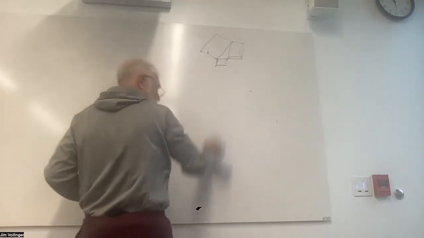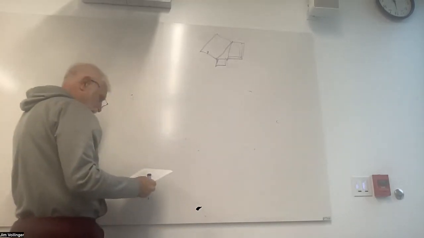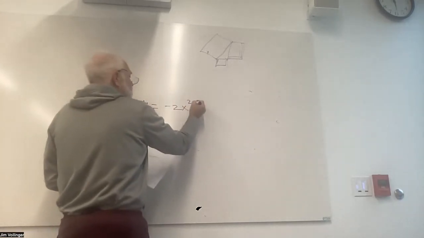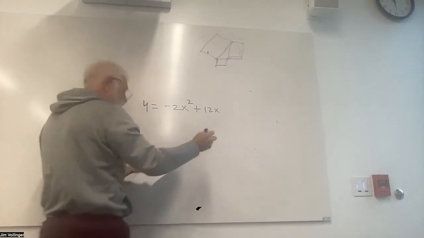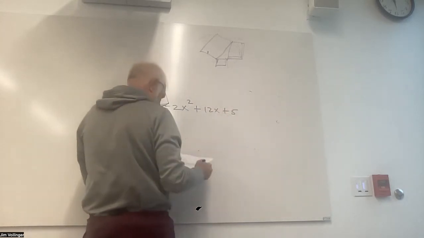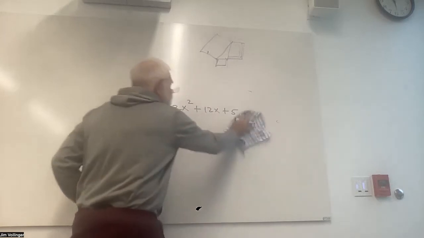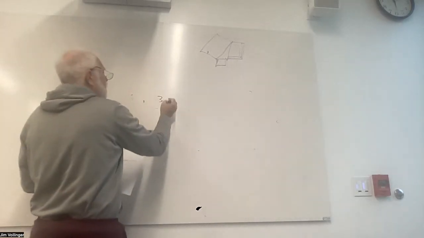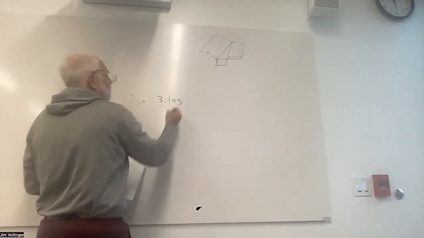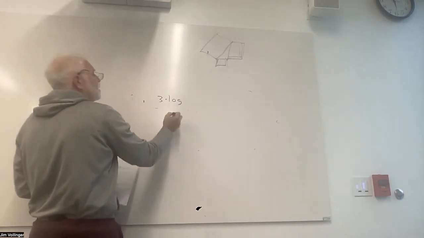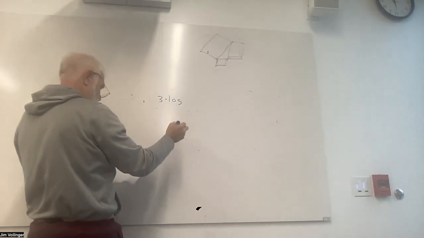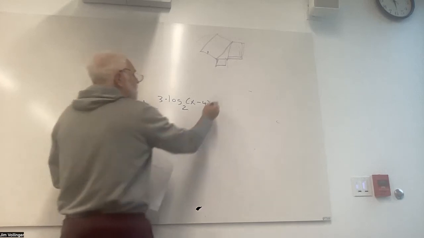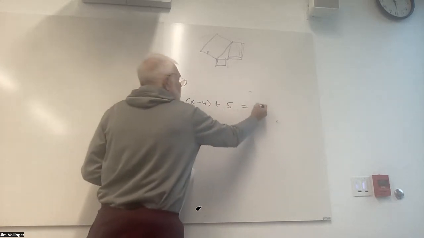All right, where are we at? We're at y equals minus 2x squared plus 12x plus 5. We're going to sketch it. No, I'm skipping the problem. We will quickly. 3 log means 3 times log base 2 of x minus 4, plus 5 equals 14.